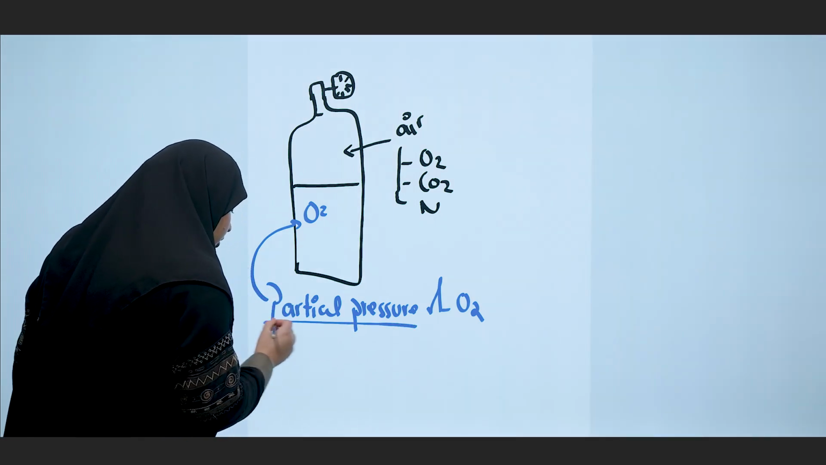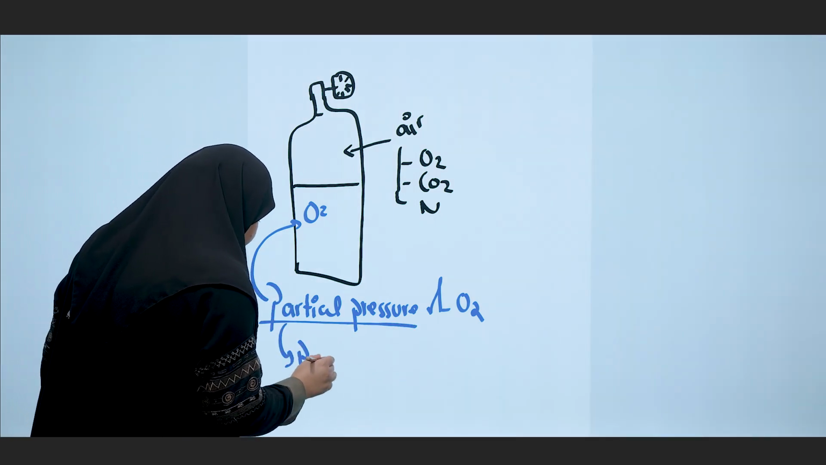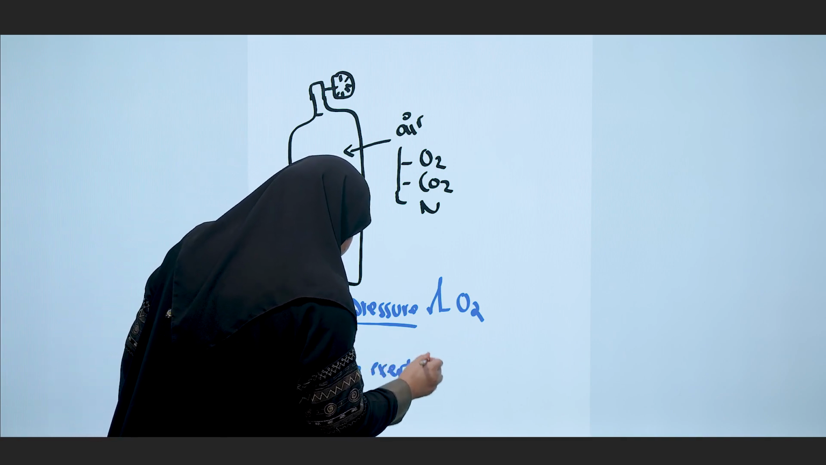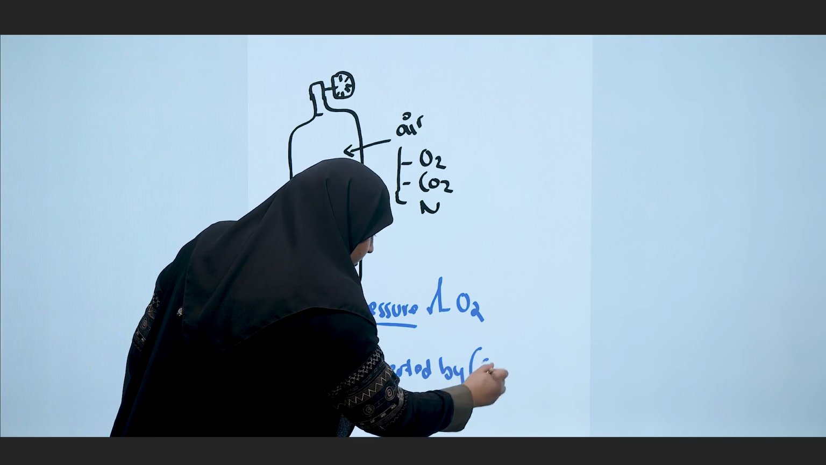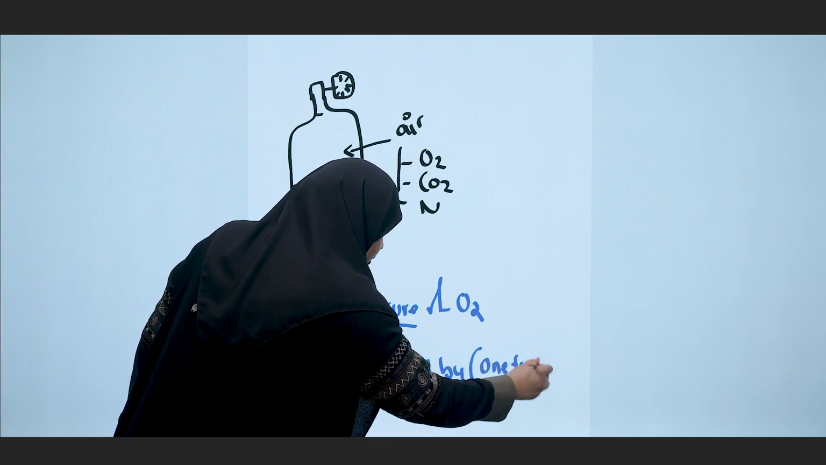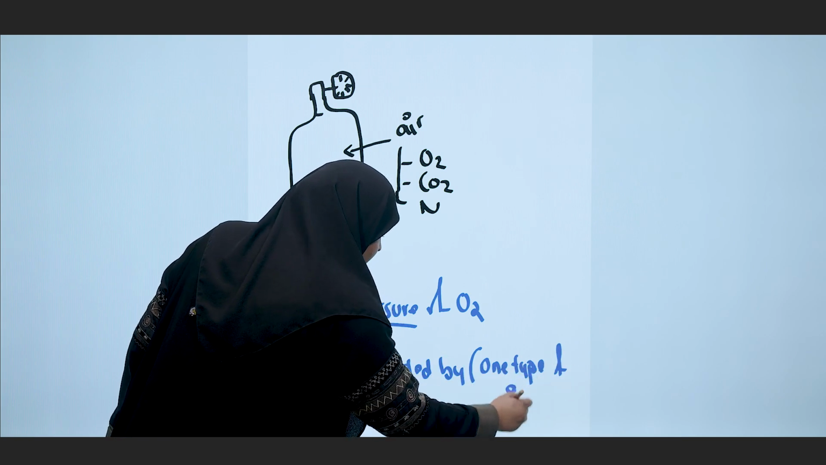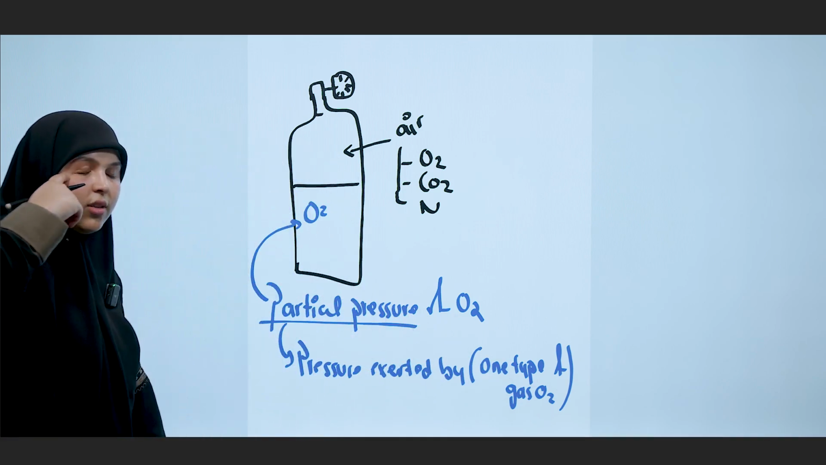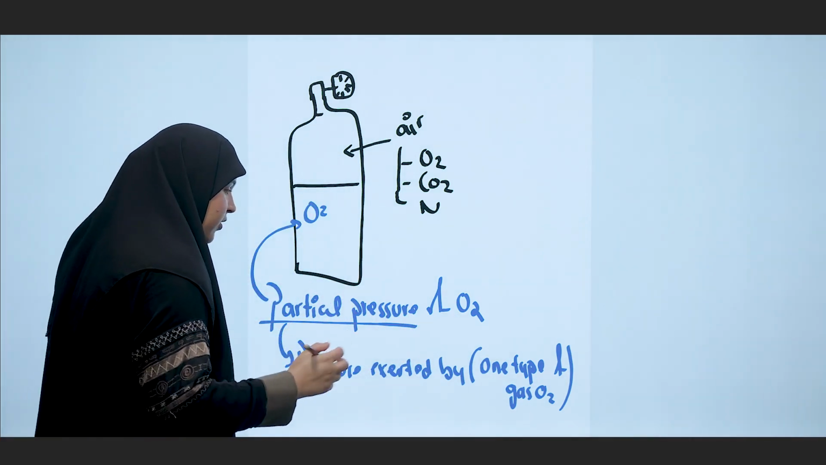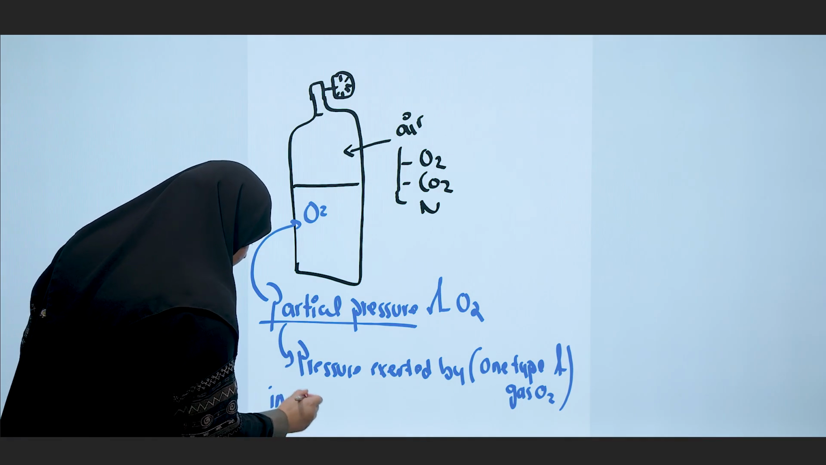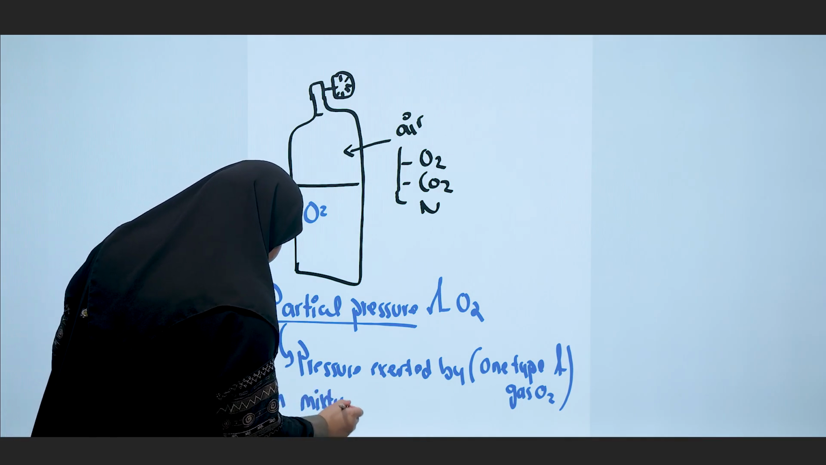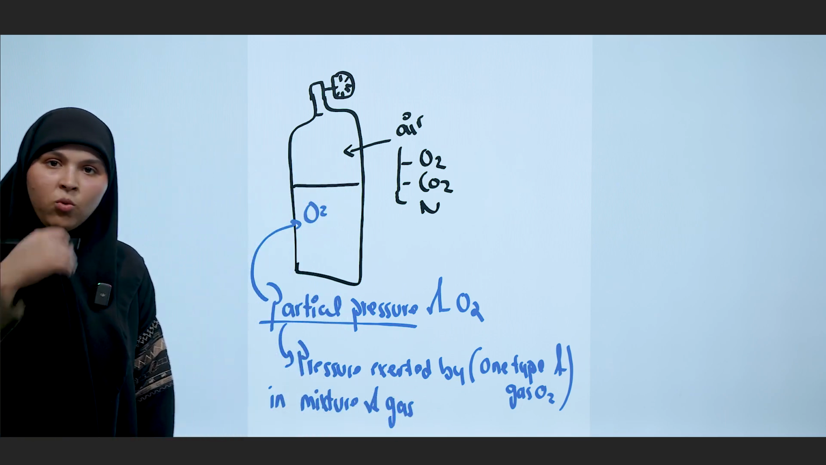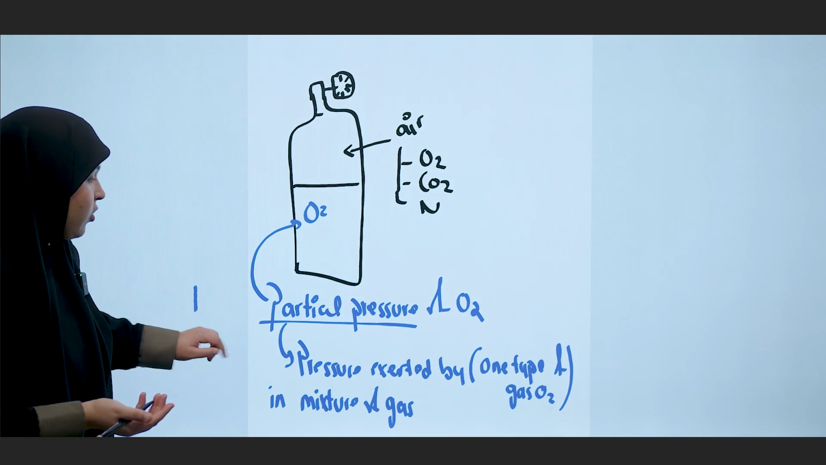So the partial pressure of oxygen means the pressure exerted by one type of gas, whether it's oxygen or carbon dioxide. Usually the style of question that you'll be getting is only about oxygen, because this is the main core of your discussion. The pressure exerted by oxygen in a mixture of gases. And this mixture can differ depending on what we are talking about. So we will discuss this.